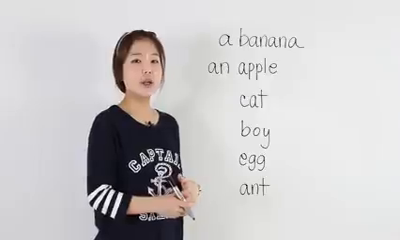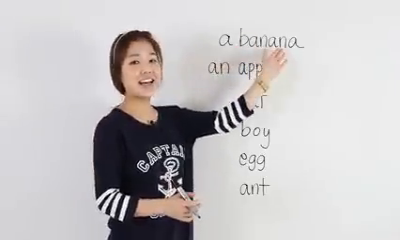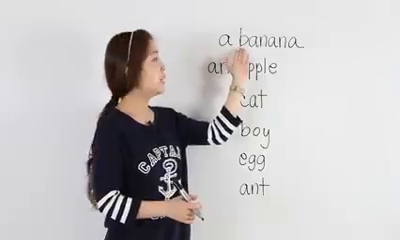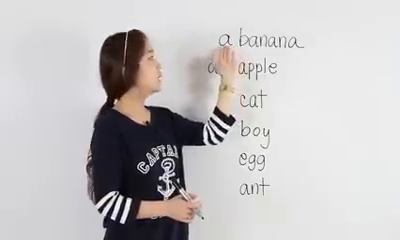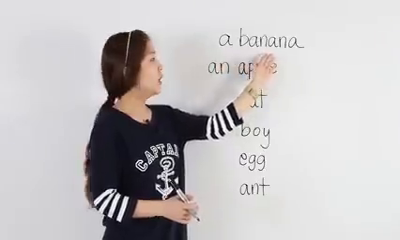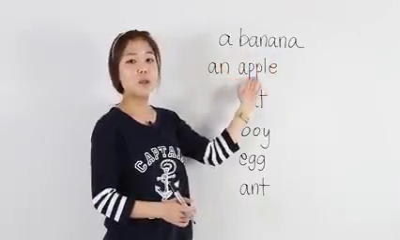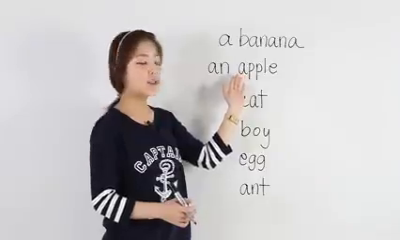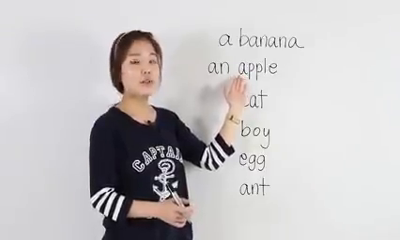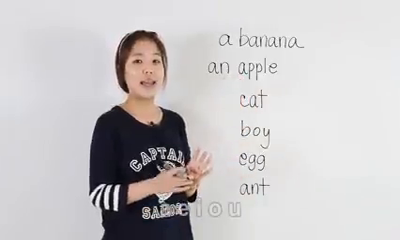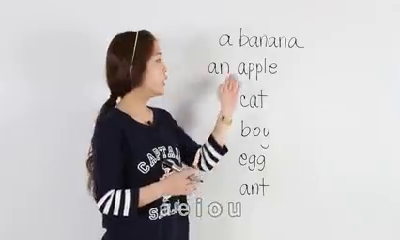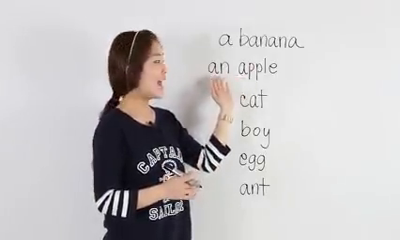The first noun we have is banana. Banana starts with the consonant B. So we put a banana, a banana. Look at the next word, apple. In this case, the first letter is A. A is a vowel. Remember, the vowels are A, E, I, O, U. So we have to put an apple.